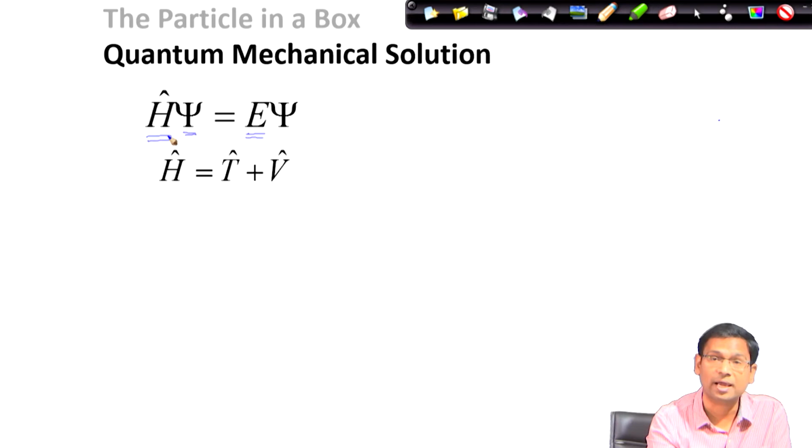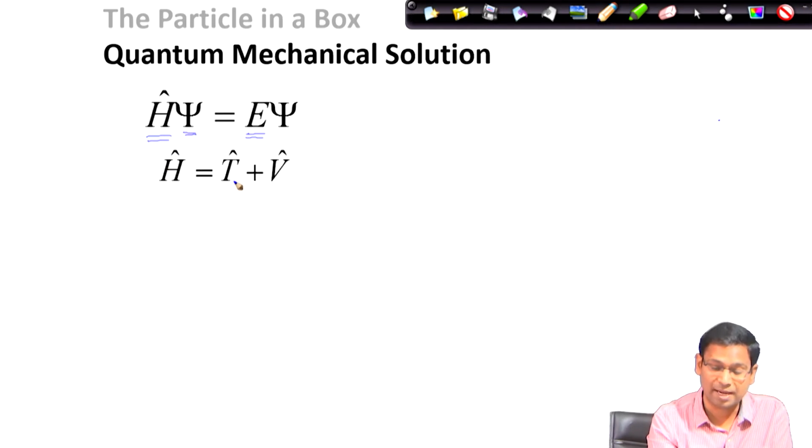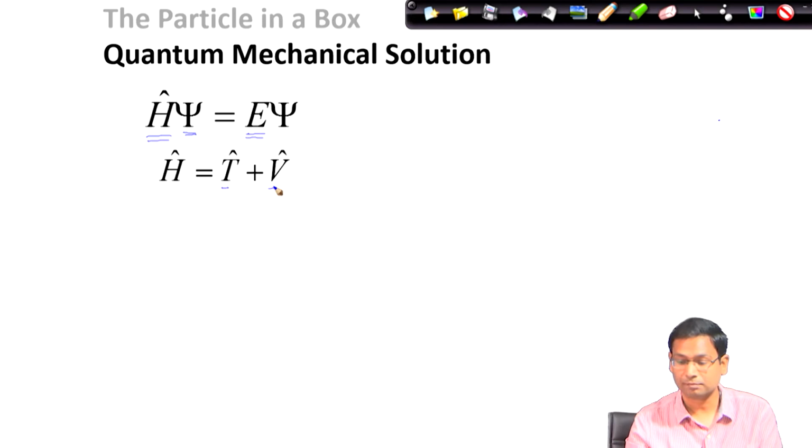Since we are applying the Hamiltonian operator, we are going to get the observable energy, and this is the Schrodinger equation that we have already seen. What is the Hamiltonian in here? The Hamiltonian has two parts, it is an energy operator. So, when I have a particle or an electron in a molecule, I have the kinetic energy of that electron and the potential energy of the electron.